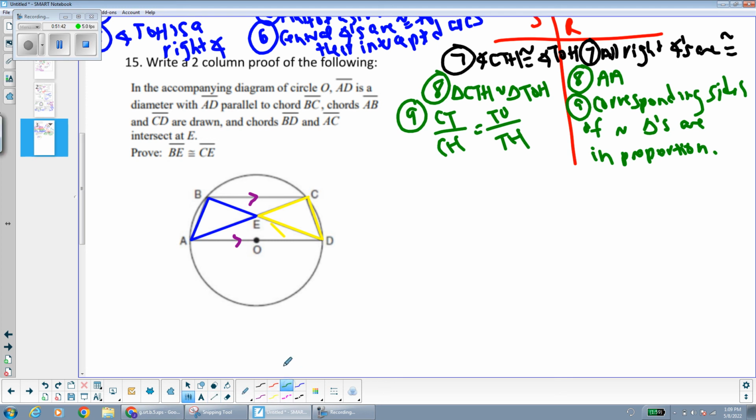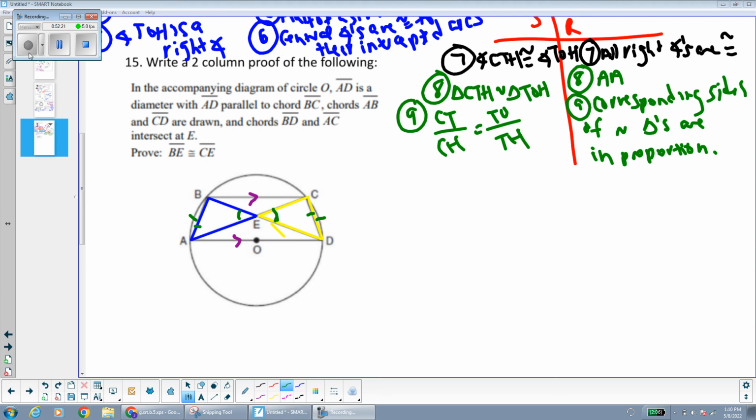So let's see what we know here. If we have parallel chords, they intercept congruent arcs. And that means that the chords are congruent as well, AB and CD, because congruent chords intercept congruent arcs. So that's a pair of sides already for us. I also see the vertical angles here, so that works. Now let's try to find either another pair of angles or another pair of sides here.